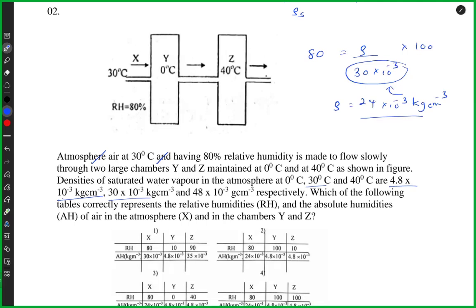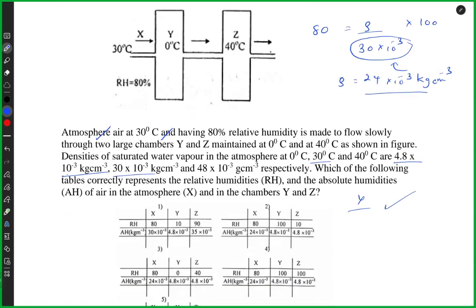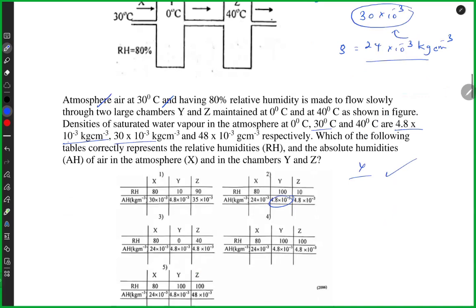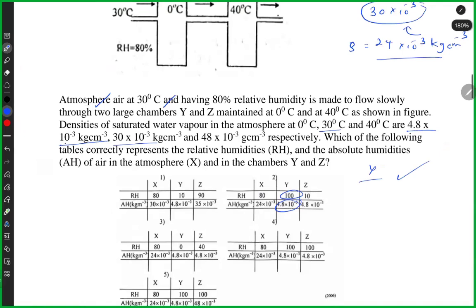Now let's look at room Y then. Room Y is going to be 100% saturated. If room Y is 100% saturated, do I need to do a calculation? No. Why? Because I know when room Y is 100% saturated, the saturated vapor density is there. So what is the saturated vapor density? Yes, 4.8 times 10 minus 3. So that tallies, right? 100% relative humidity means you have entered the saturated state.